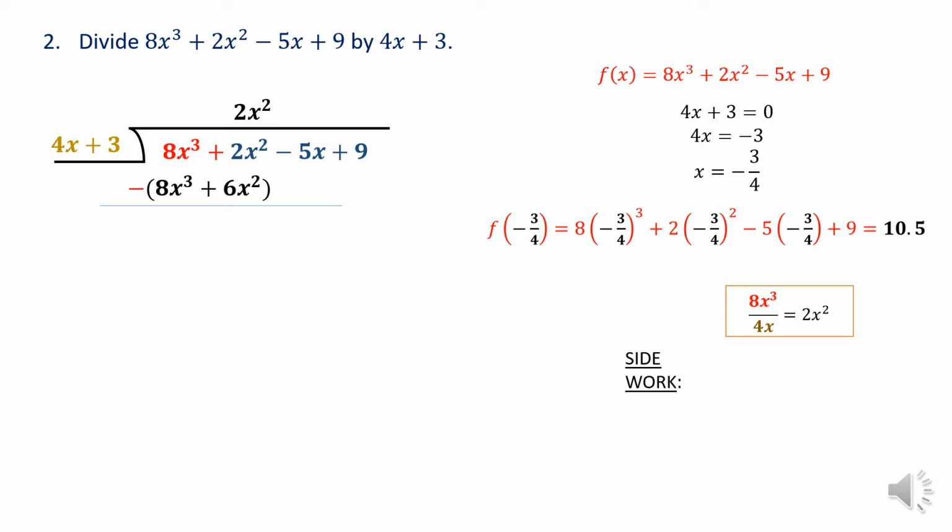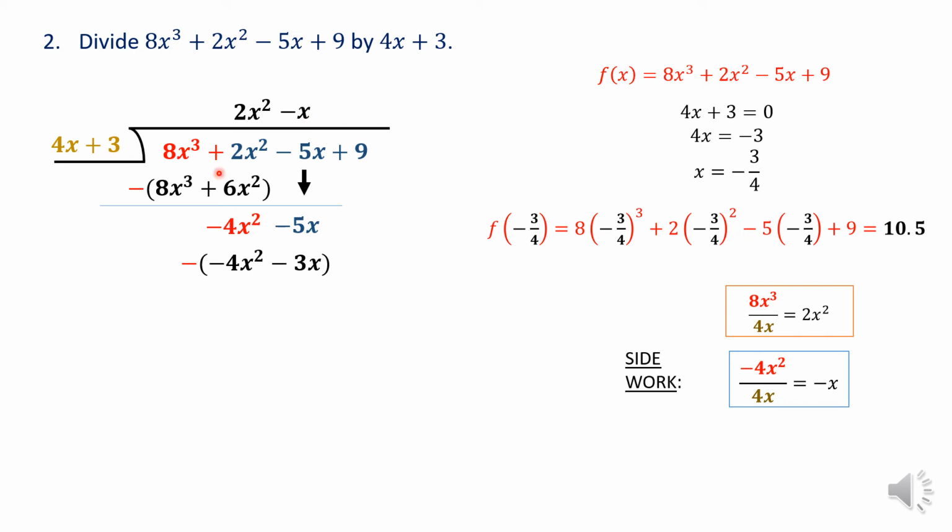So remember, when you are subtracting the terms here, the x cubed terms cancel, but 2x squared minus 6x squared is negative 4x squared. Before I start dividing the 4x into this red one here, I must bring down this minus 5x here. Then I'm going to start again with my side work. I take the minus 4x squared and divide it by the 4x, and I get negative x as an answer. It comes all the way up here at the divisor. Then the process starts again where you multiply again. So negative x times 4x gives you negative 4x squared, and negative x times 3 gives you this negative 3x here.